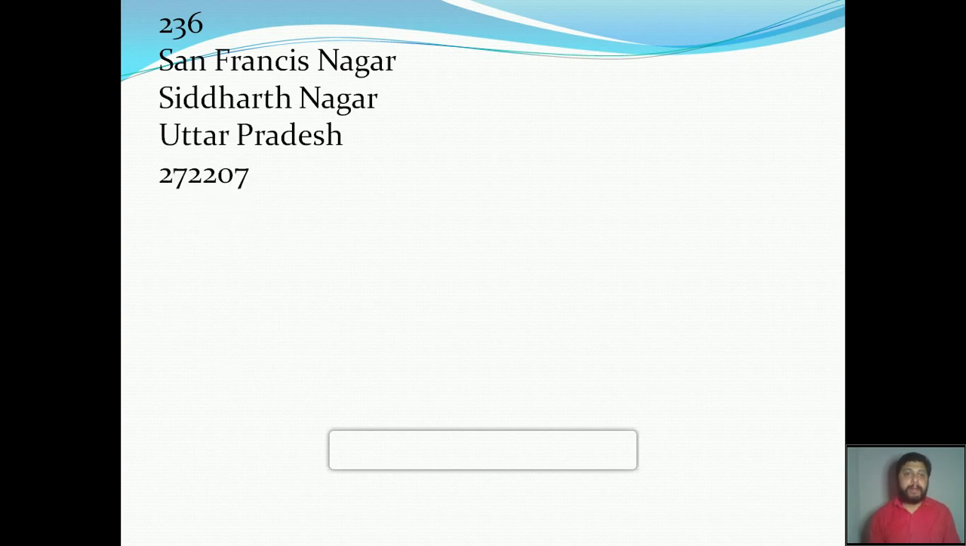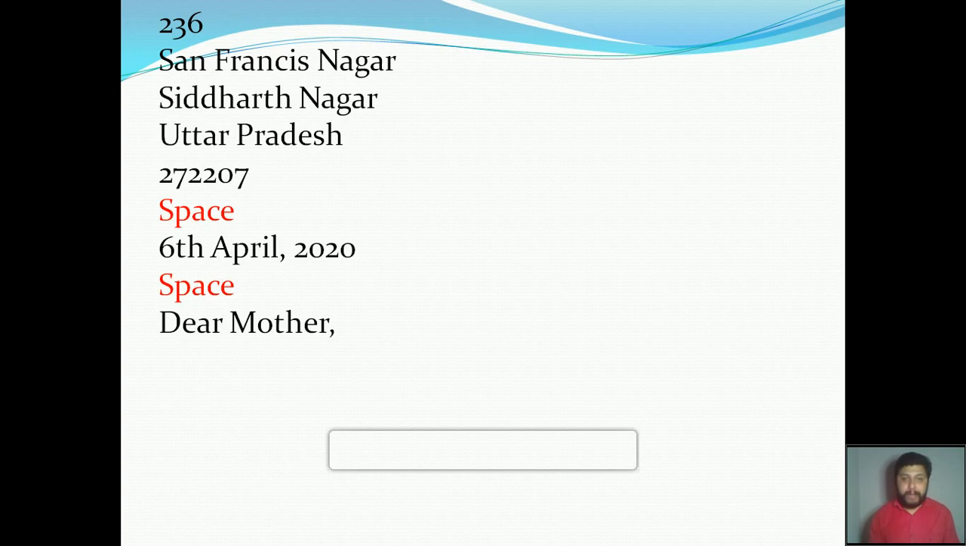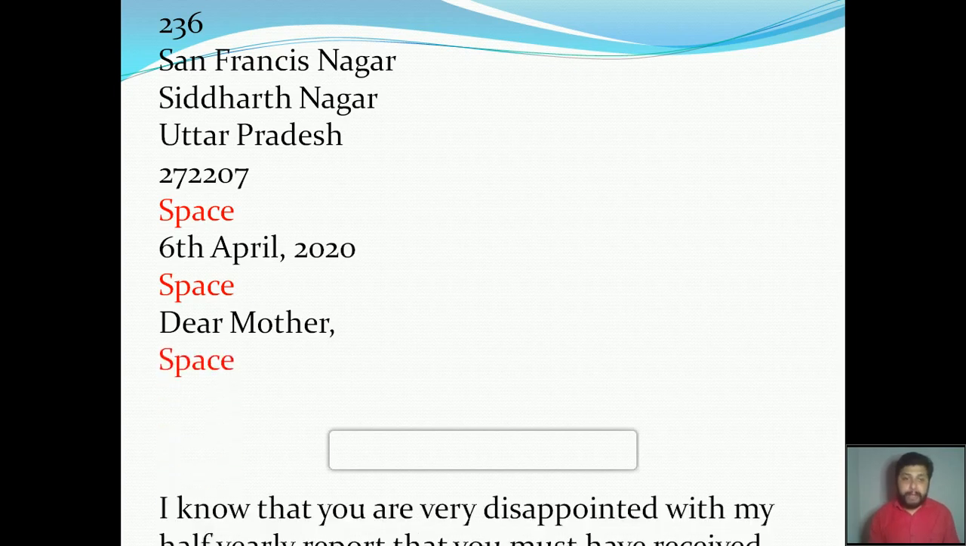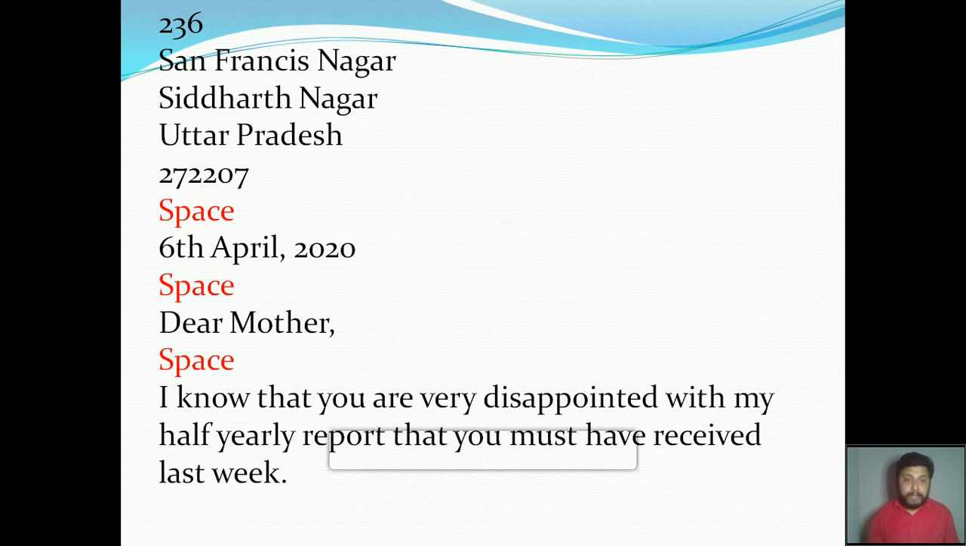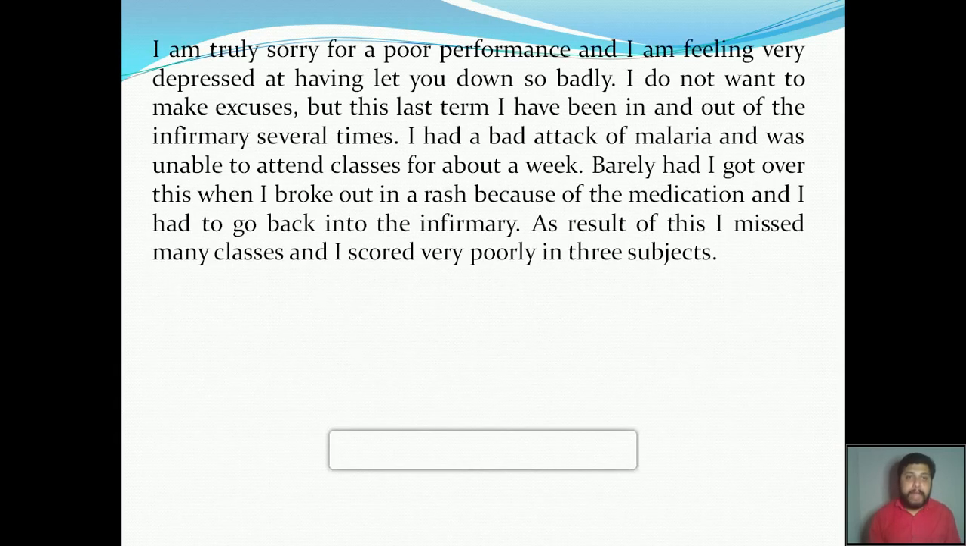So this part is the sender's address. Your address, one line space, then date, again one line space. Dear Mother, salutation. At the end of the salutation there is a comma, again one line space. You have made your opening sentence: I know that you are very disappointed with my half-yearly report that you must have received last week. So you have started your topic. The introduction you have given. Again one line space. Now the first paragraph: I am truly sorry for my poor performance and I am feeling very depressed at having let you down so badly. So you are giving the basic information in the first paragraph, again space.